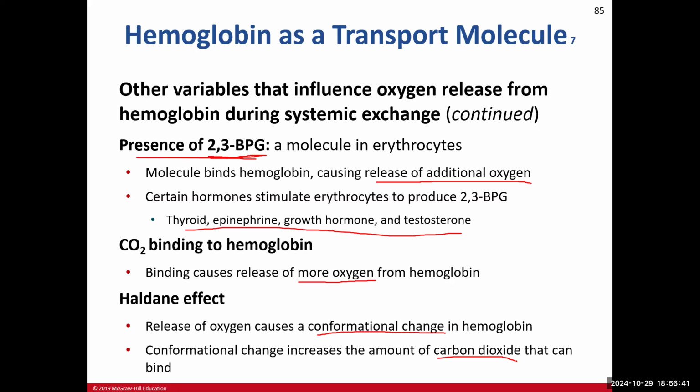Think about it. It's all about balance, y'all. I don't know how many times I could say this. Hemoglobin, not hemoglobin.